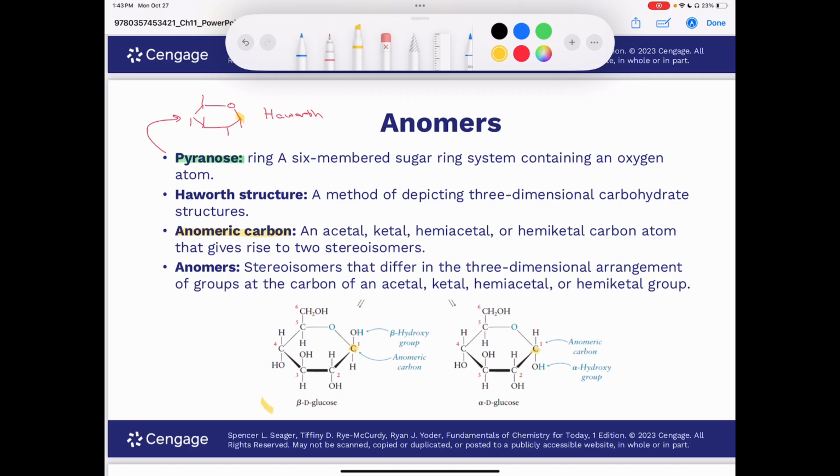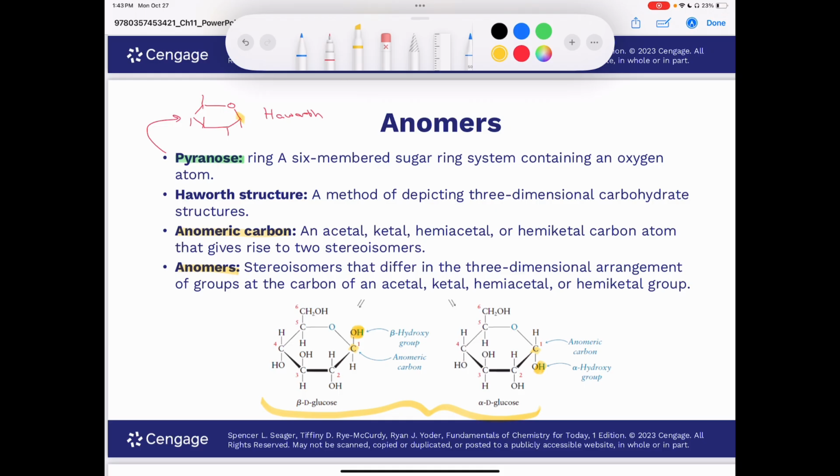And so anomers, right? Well, we see down here, we have beta and alpha D-glucose. They are anomers of each other. They're just stereoisomers that differ in the three-dimensional arrangement of groups at the carbon of an acetal, ketal, hemiacetal or hemiketal group. And since the carbons that I have highlighted in yellow are the hemiacetal carbon, these two structures, beta D-glucose and alpha D-glucose, only differ here and here. You can inspect them all you want. The only difference is the beta hydroxy on the anomeric carbon of beta D-glucose and the alpha hydroxy on the anomeric carbon of alpha D-glucose.